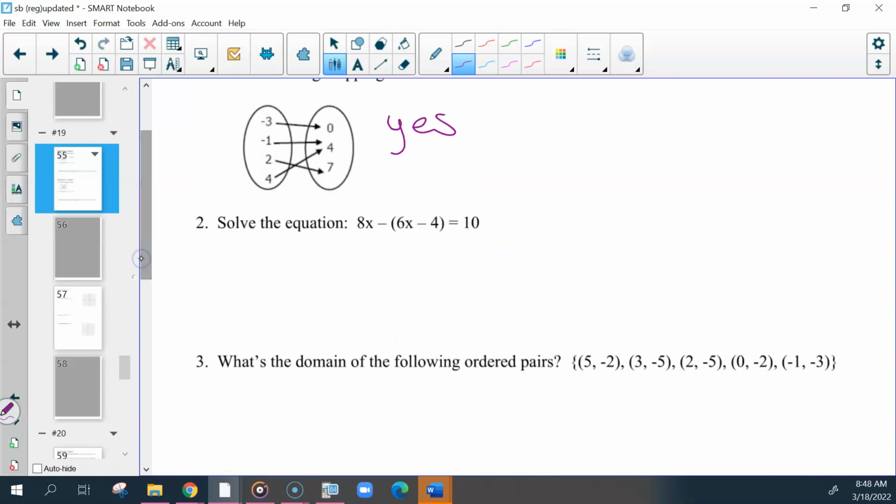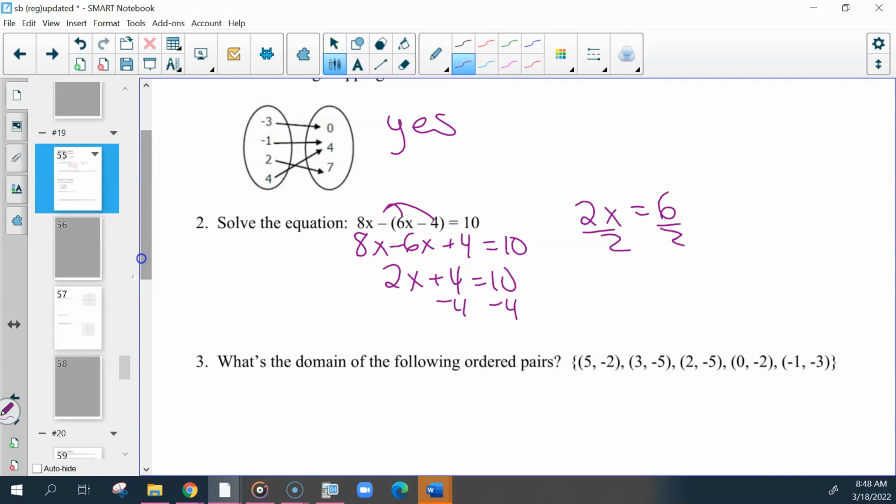To solve number 2, you need to distribute this negative. So you have 8x minus 6x plus 4 equals 10. Then combine your like terms. So 2x plus 4 equals 10. Subtract 4. So 2x equals 6. And divide both sides by 2. Questions on that one?